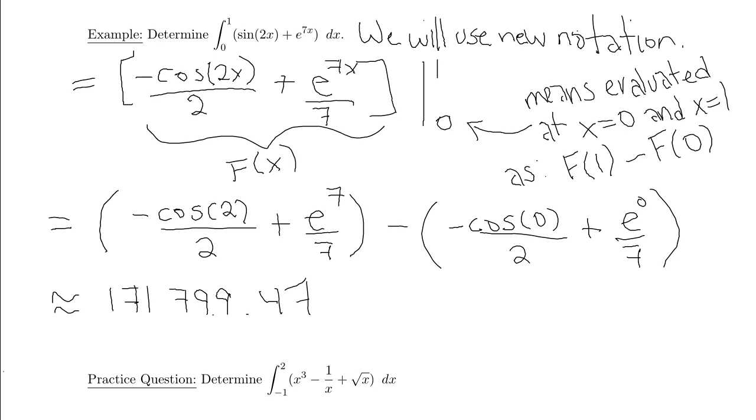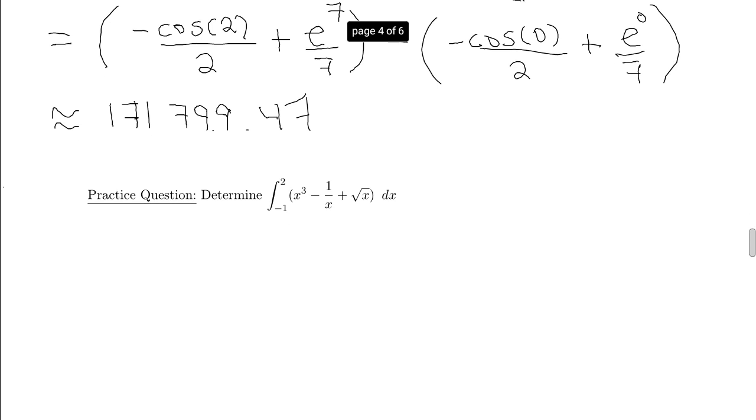Okay, let's do another example. So we want to determine the area under the function x cubed minus 1 over x plus root x, and between the bounds -1 and 2. Oh, actually, sorry, there was an error on this. We actually want it to be between +1 and 2. I might just be able to erase the sign. Yeah, so we want the integral to be going between 1 and 2.